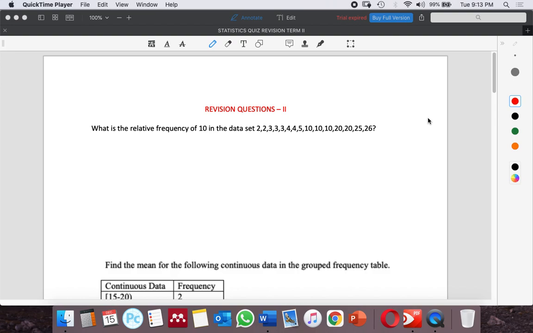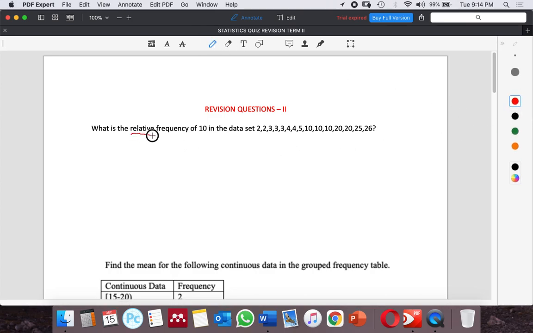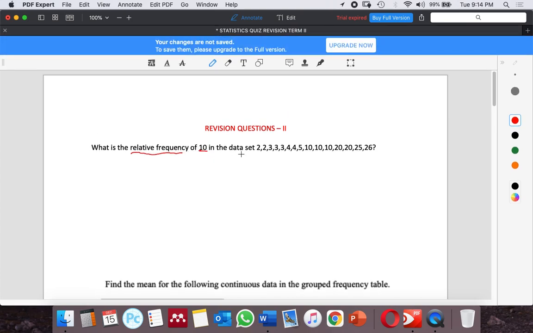So let's solve some questions for the revision of the following quiz. The first question is this. What is the relative frequency of number 10 in the given data set? To solve this question, first of all, we have to count how many tens we have.